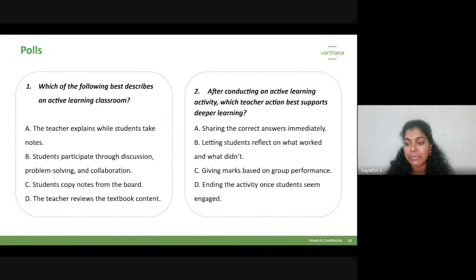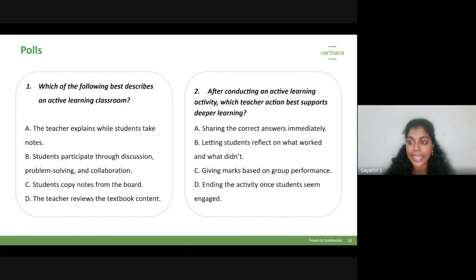Many of you have correctly found out. Disha ma'am has also said ending the activity once students seem engaged. If you think that is the right answer, that's okay. But for deeper learning, it's always better for students to reflect on their own. That's when the deeper learning will get unlocked. Thank you all for suggesting the answer. Option B would be the most appropriate answer here.